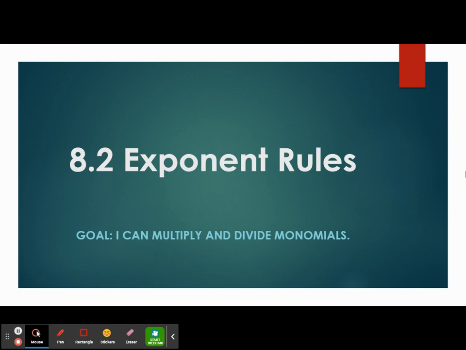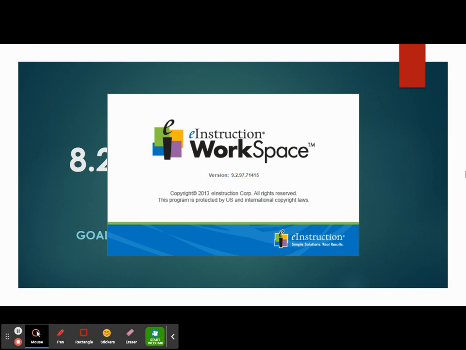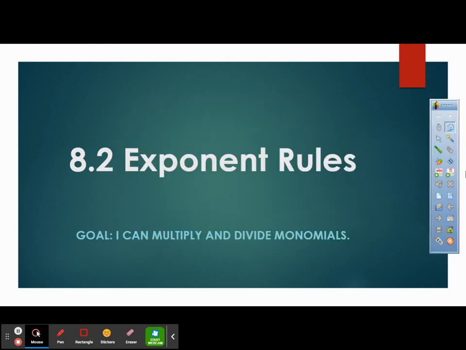All right, so we're starting section 8.2, exponent rules. We've already discussed exponents and what exponents mean. Hopefully this chapter seems really familiar because this was chapter 7 in 8th grade. So this would have been one of the sections you completed around this time in 8th grade. Exponent rules says I can multiply and divide monomials. So you're going to be multiplying and dividing expressions that have exponents.